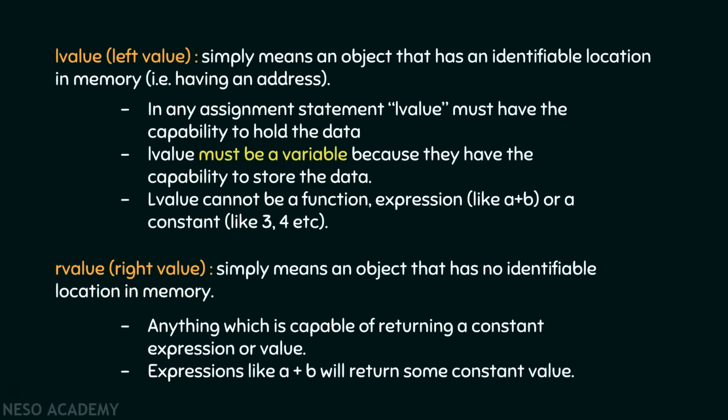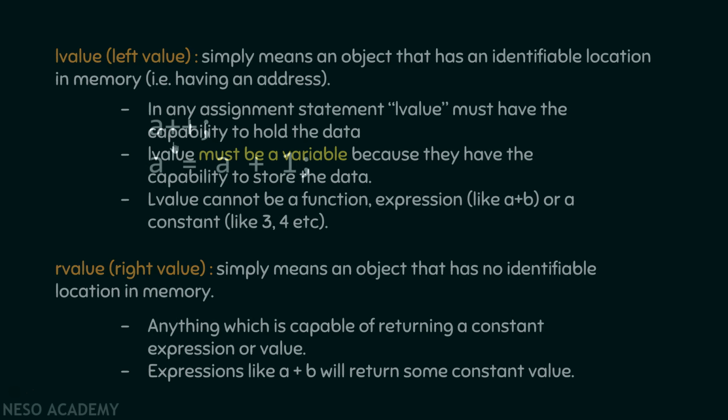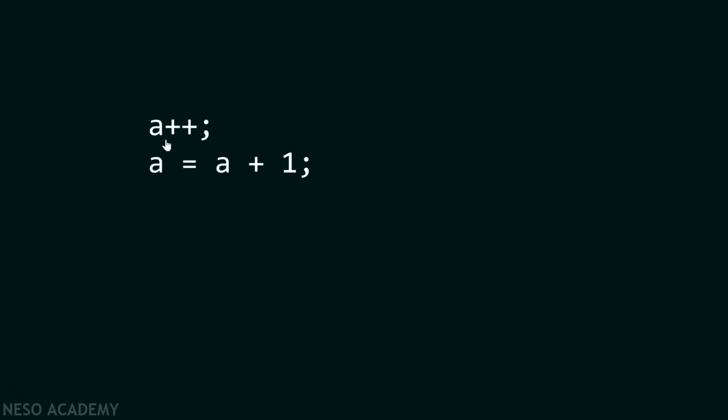Now you understand why an object which has the capability to hold data must be there before the assignment operator. A plus plus is equivalent to a is equal to a plus 1. What does it really mean? This is an assignment operator. Before the assignment operator, we must have a variable. And after that, this is an expression a plus 1, which is an rvalue. You are incrementing the value of a and you are assigning the result to this a only. Therefore, this operand must be a variable.